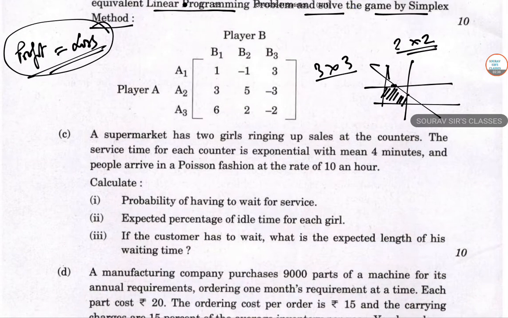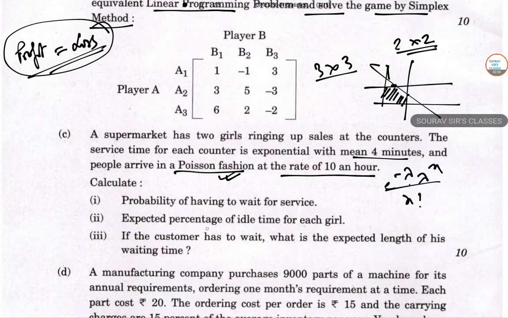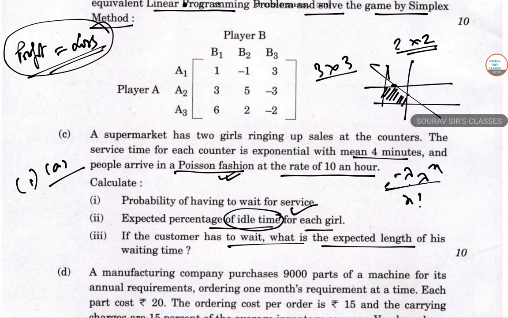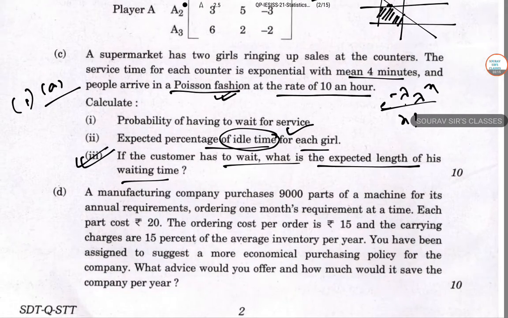Next is: a supermarket has 2 girls ringing up sales at the counter, with a service time for each counter. This one is about the Poisson distribution, with a rate of 10. Here you can apply the Poisson distribution formula, e to the power minus lambda, lambda to the power x, divided by x factorial. The expected idle time is also associated with the pattern of 1A, so not so tough. For the customer average waiting time and expected waiting, you need the actual formula. So these first 3 questions are relatively easy.